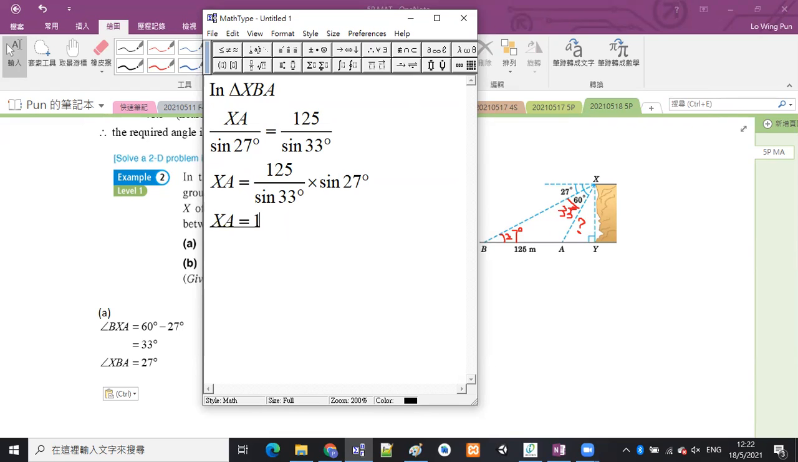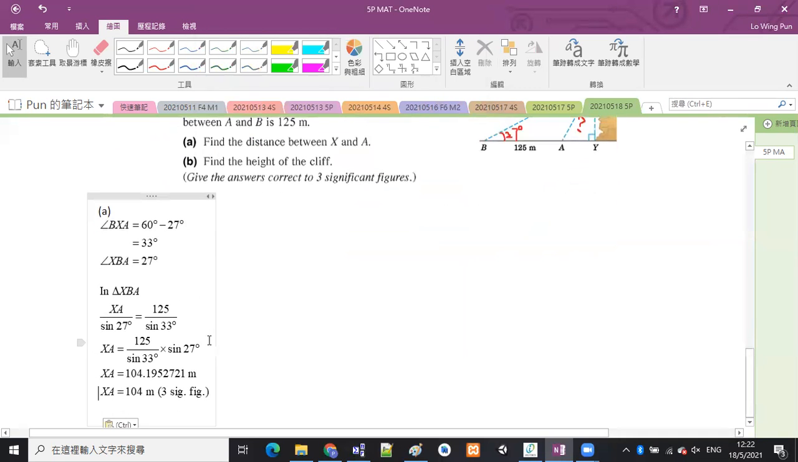So it should be 104.195271 meters. And as this will be the answer, I need to correct this to what? To 3SF. Should be 104 meters. This is three significant figures. Okay. But this is not the last part, and this is a long decimal number, so we need to save this number to memory A. Okay, because we may need to use this in later parts. Okay, save this number to memory A.